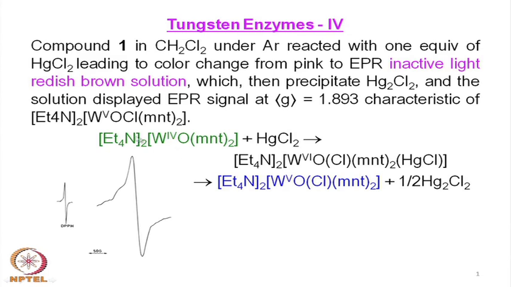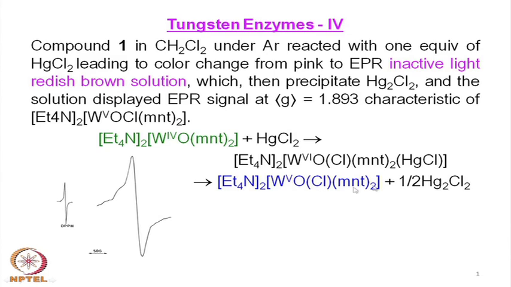So, mercury chloride is basically responsible for oxidation of this tungsten compound in +4 oxidation state to tungsten 5 through some intermediate which is tungsten 6, when HgCl is attached to this tungsten 6 and whose color was reddish brown. And since the starting tetravalent as well as this intermediate hexavalent, both of them are EPR inactive, we do not get any EPR signal for the pink solution as well as for this reddish brown solution.